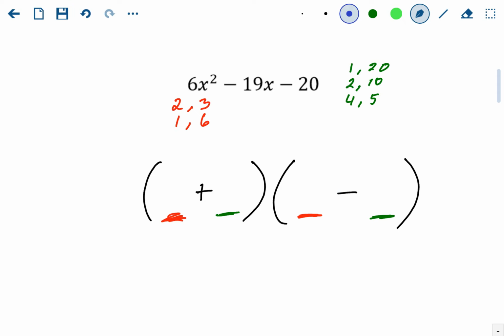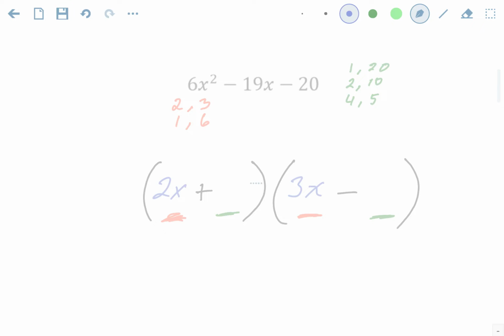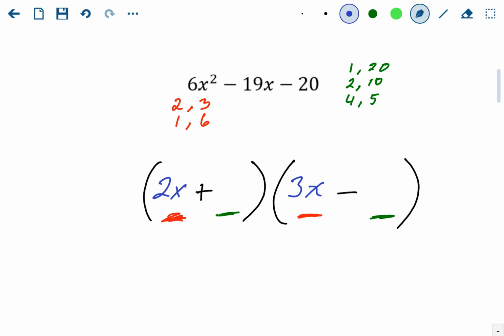All right, so for the first slots I'll try 2x and 3x. Again, the sign part doesn't matter right now. If we end up having the opposite sign, we'll just switch the plus and the minus. And then I'll pick a factor of 20. I usually like to start in the middle, so I'll try 4 and 5. I like to pick factors that are close together, and then we'll see how far away we are.